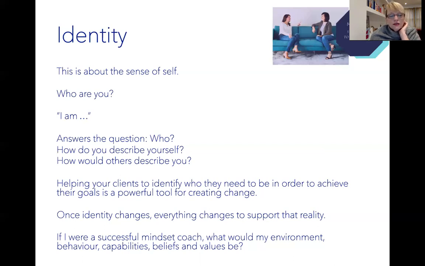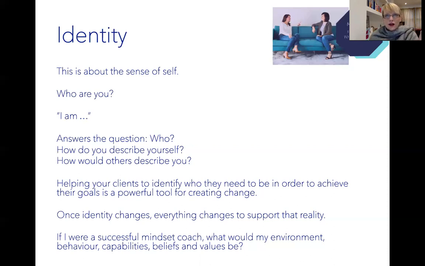So if I were a successful mindset coach, what would my environment, behavior, capabilities, beliefs, and values be? I want you to replace that statement with the goal that you have. If I were a successful, and then fill in your goal, then answer the question, what would my environment, behavior, capabilities, beliefs, and values be? And who would you be?